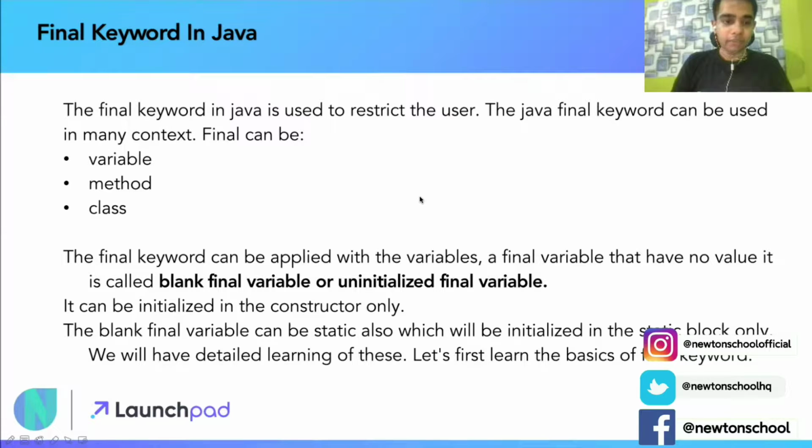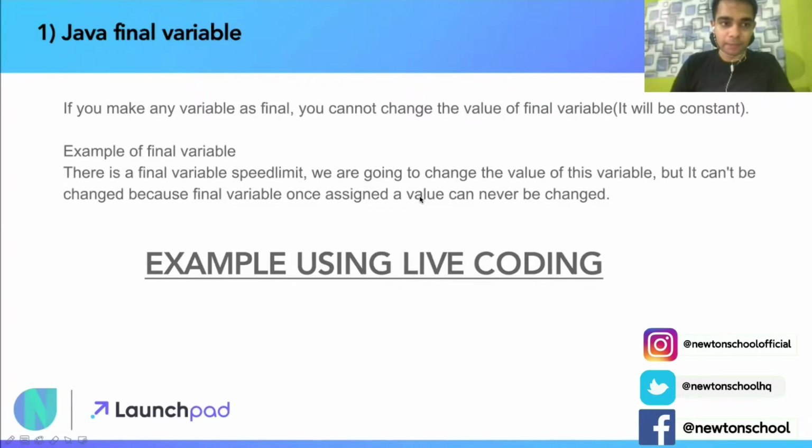Apart from that, the final keyword can be applied to a variable that has no value in it. That variable is called a blank final variable or uninitialized final variable. It can only be initialized in the constructor. Without using a constructor, you cannot initialize a blank final variable. A blank final variable can also be static, in which case it can be initialized in a static block. Let's learn about this in detail.